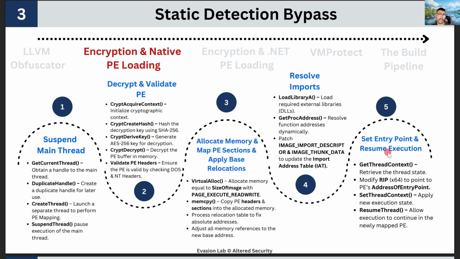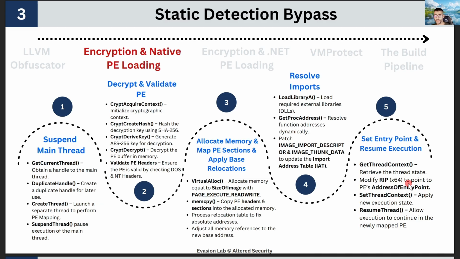And we modify the instruction pointer, the RIP, in the x64 architecture to point to the PE's address of entry point, which is the main. And then we call SetThreadContext to apply the new execution state and resume the thread to resume the execution inside the mapped PE, meaning that the main thread will be executing the entry point of the newly mapped PE, which is Mimikatz in this case.